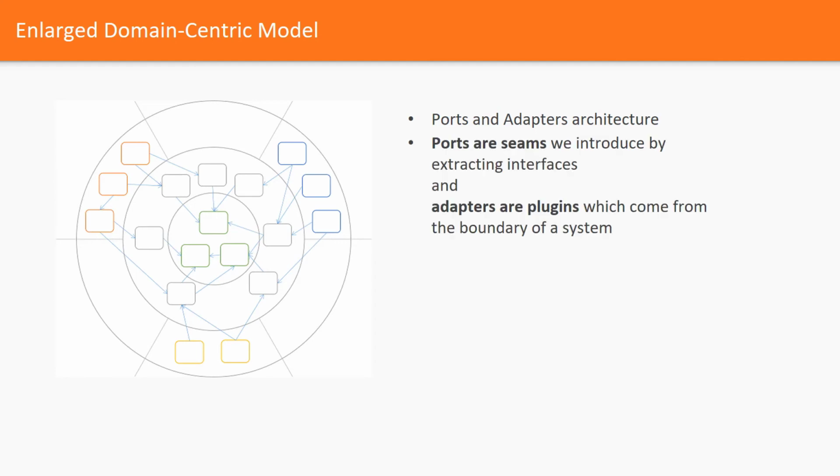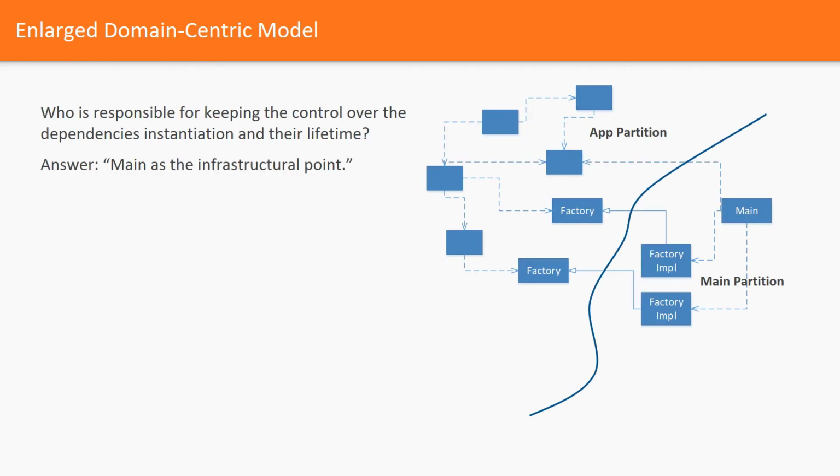Ports are those seams we introduce by extracting interfaces, and adapters are plugins which come from the boundary of a system. In large systems, the graph of dependencies is very large, though you should strive to keep the graph as flat as you can. Even if you keep the graph flat, you also can face the problem of controlling the lifetime of dependencies. This leads to an interesting question. Who is responsible for keeping the control over the dependencies' instantiation and their lifetime? And the answer is obvious. Any application starts from the main method.